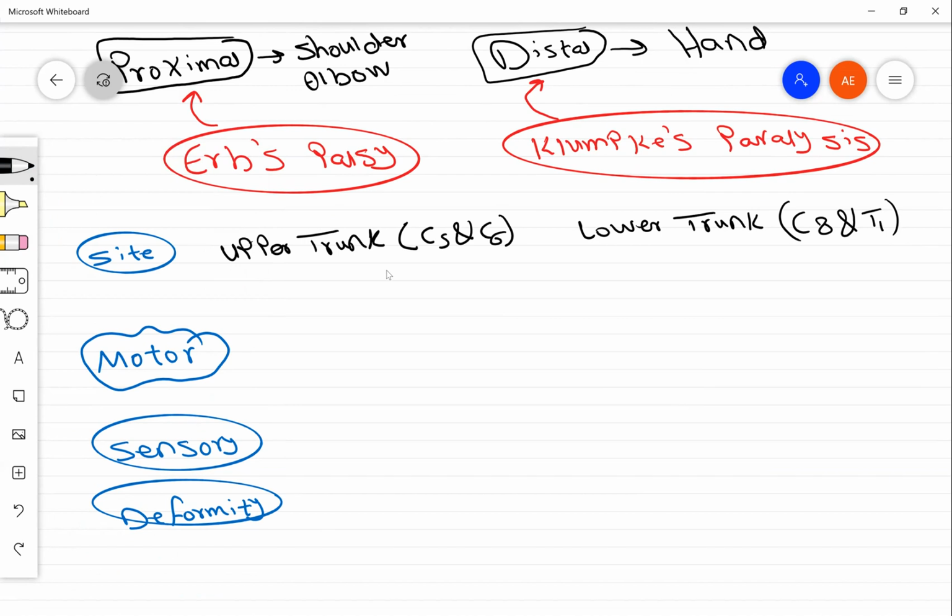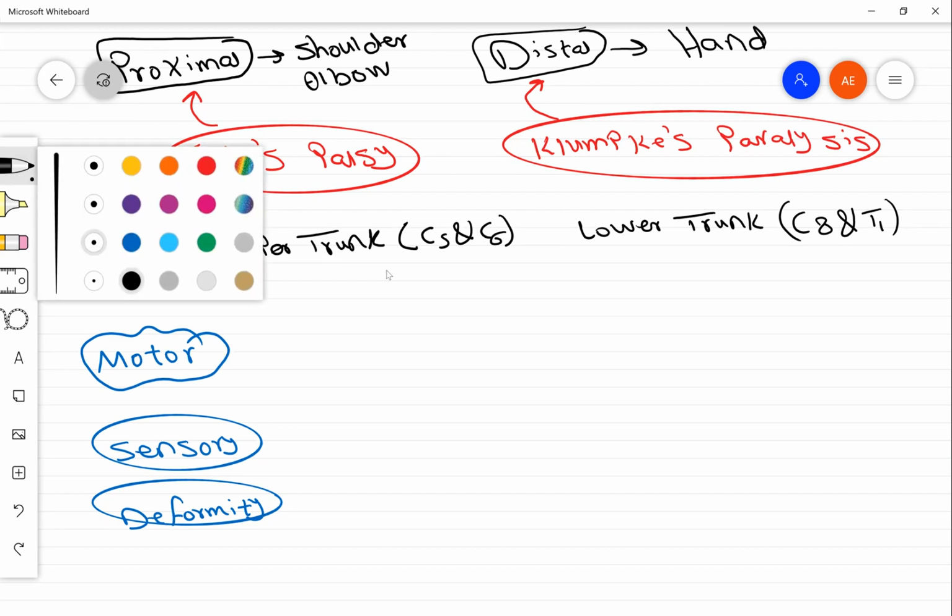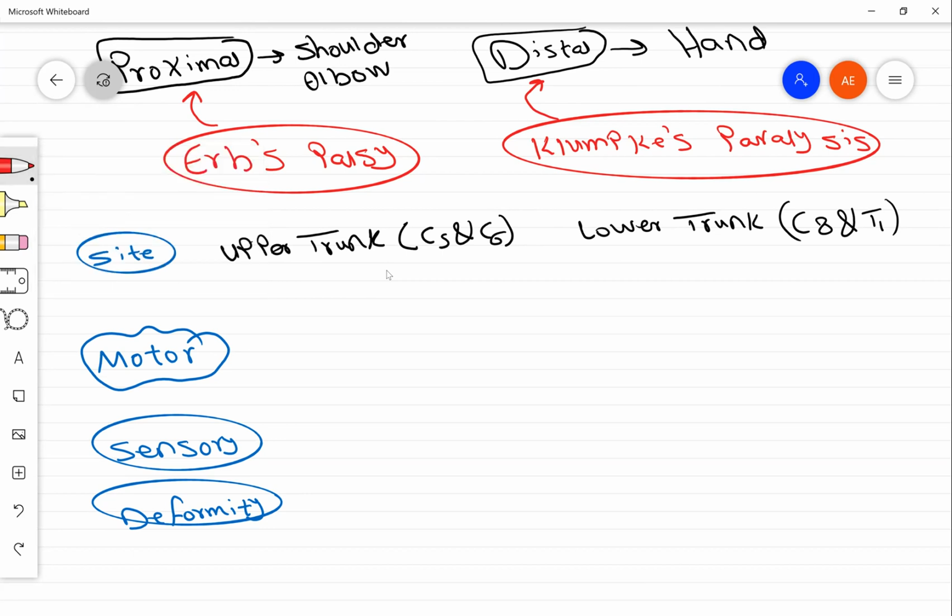Excellent. Okay. What is the motor lesion? Just remember that I told you that in case of Erb's palsy, it affects the proximal part, which is shoulder and elbow. And in Klumpke paralysis, it affects the distal part, which is the hand. Okay. What is the Erb's palsy?